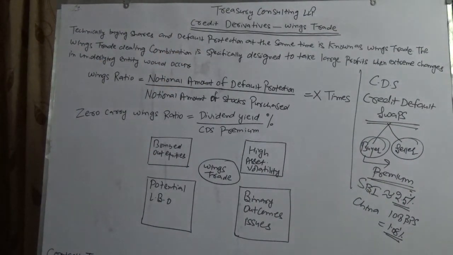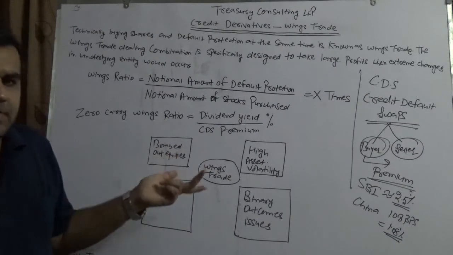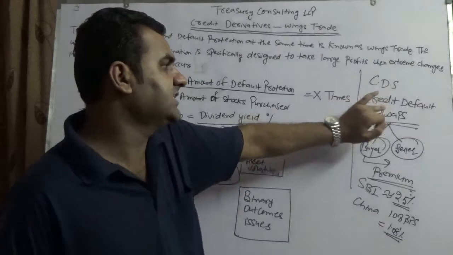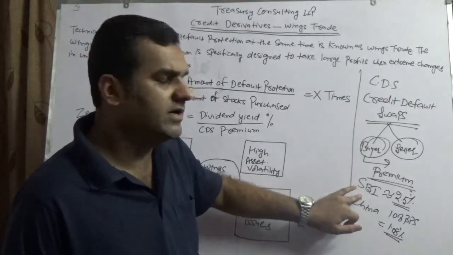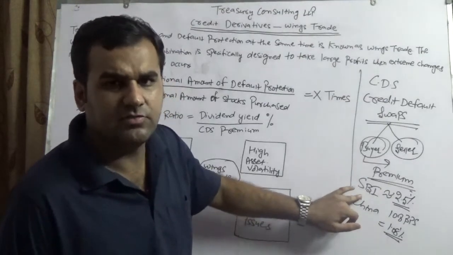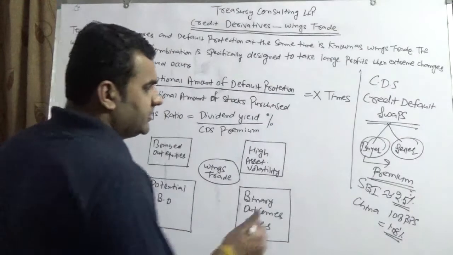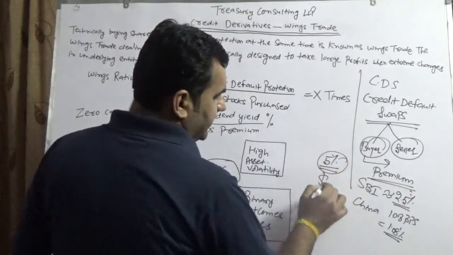Now, before moving ahead, we need to understand one aspect on which this credit derivative is based. This particular example of wings trade is based upon a concept called CDS. CDS stands for credit default swaps. Assuming today I am buying an SBI ATI. ATI stands for additional tier 1 bonds, which assume SBI raised at 5% dollar yield.